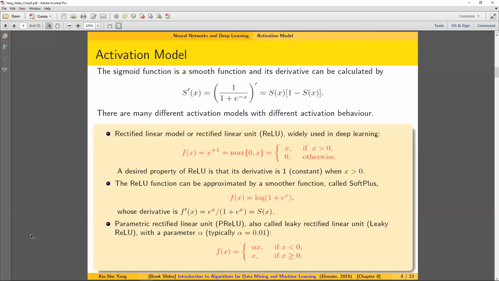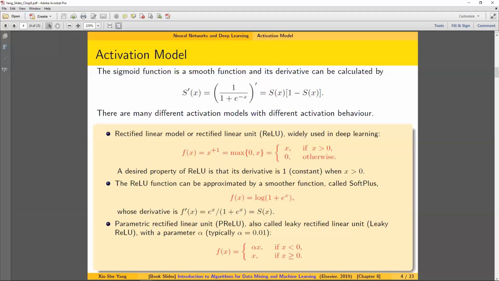For example, let's look at the first one. The first one is called the rectified linear model, or rectified linear unit. It's called ReLU, and it's widely used in deep learning. What it does is anything that's larger than 0 would be x, and anything that's less than 0 would be 0. A desired property of ReLU is that its derivative is 1, a constant.